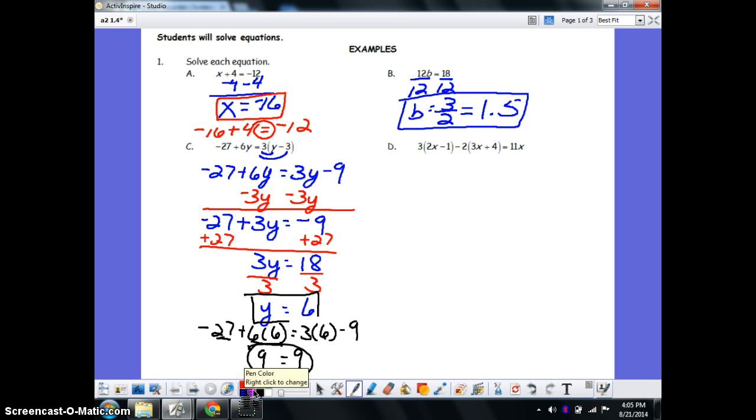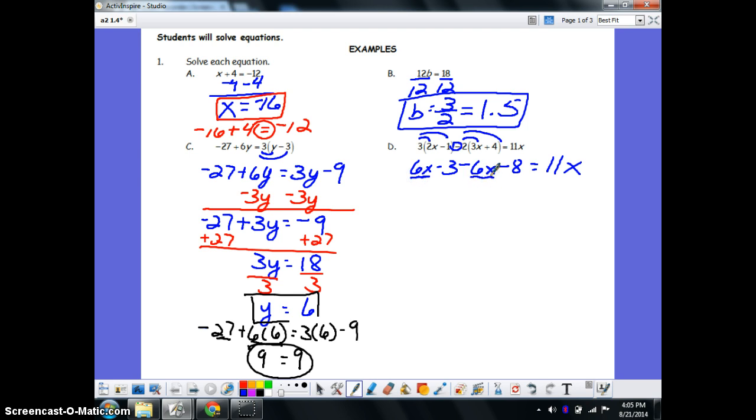And lastly, moving over to D, again, we have a couple of things to distribute. We distribute the original 3, 6x minus 3. Then we distribute the 2, but because this is minus 2 in front, we need to make sure we distribute a negative 2 through. So negative 6x minus 8 equals 11x. Now, unlike what we had before, we had 2 x's on the same side. So we need to combine those.